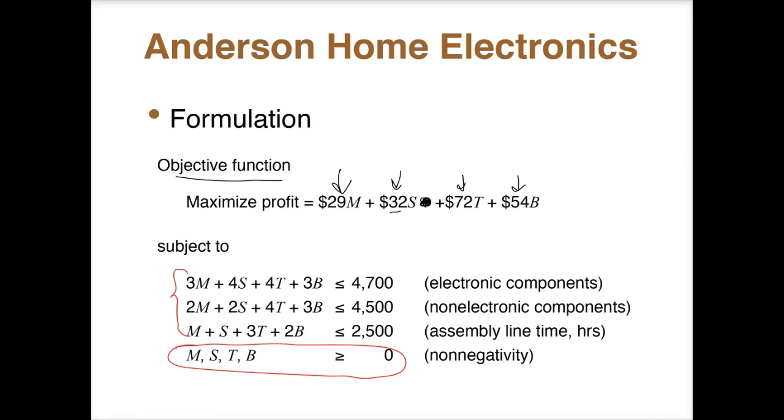So what that boils down to is that this profit is going to go down by 3, 4, 4, and 3 units respectively. So this is going to be down to 26. This will be down to 28. This one will be down to 68. And this one will be down to 51. Just to show you where it is.